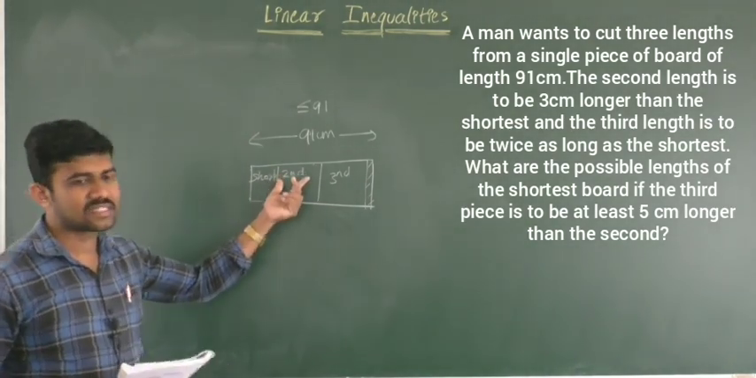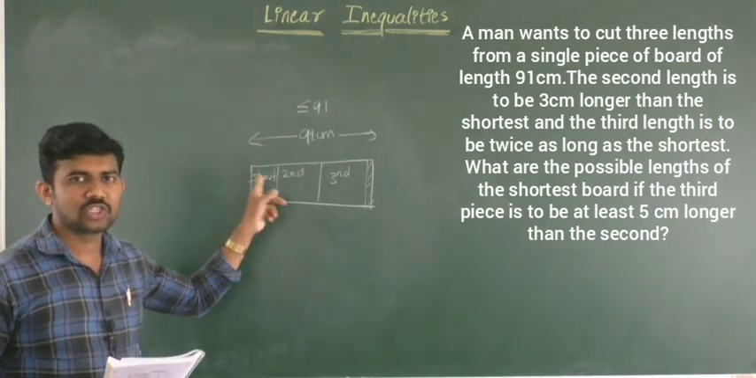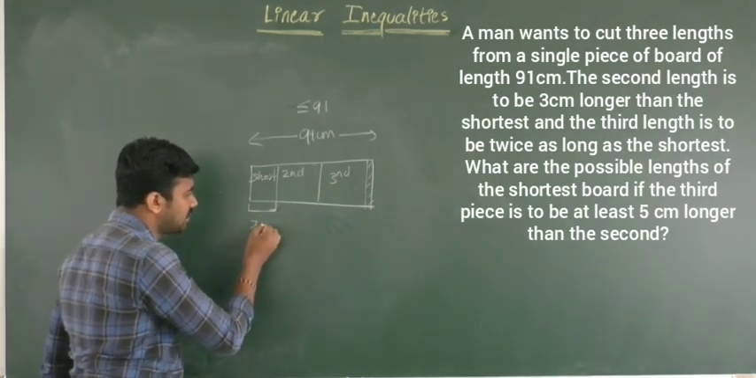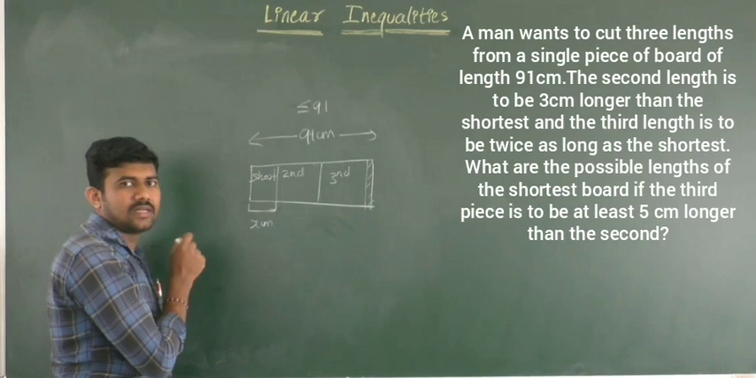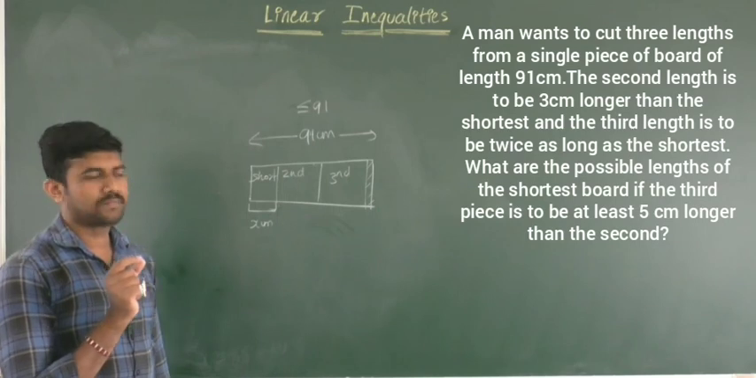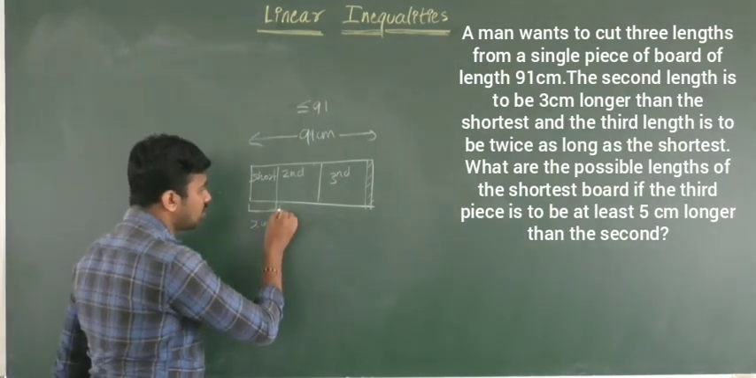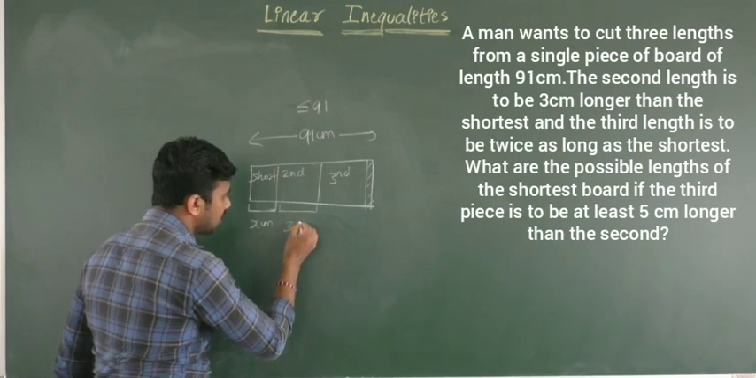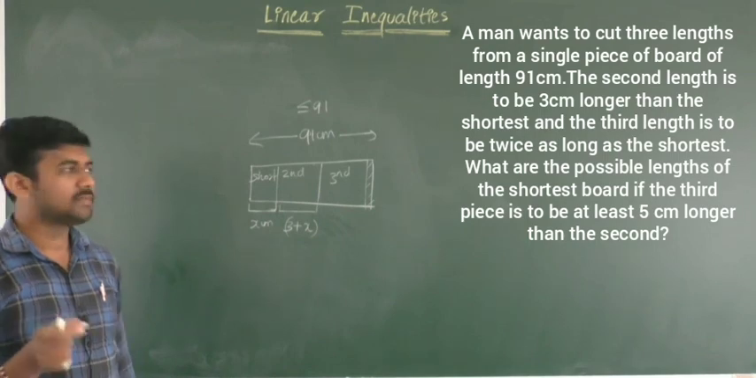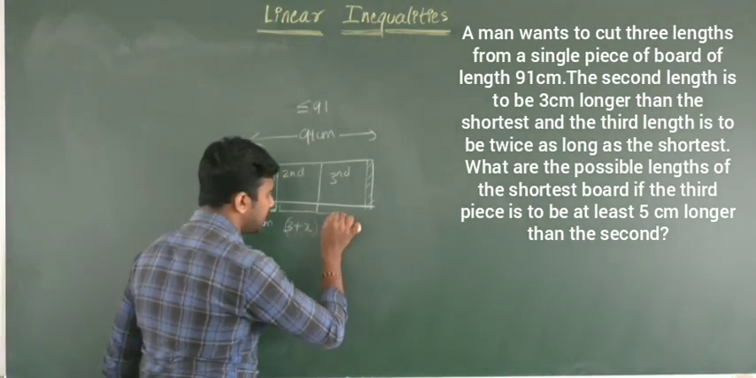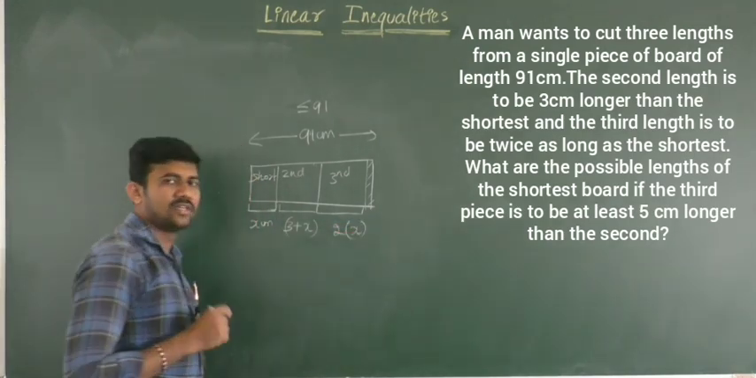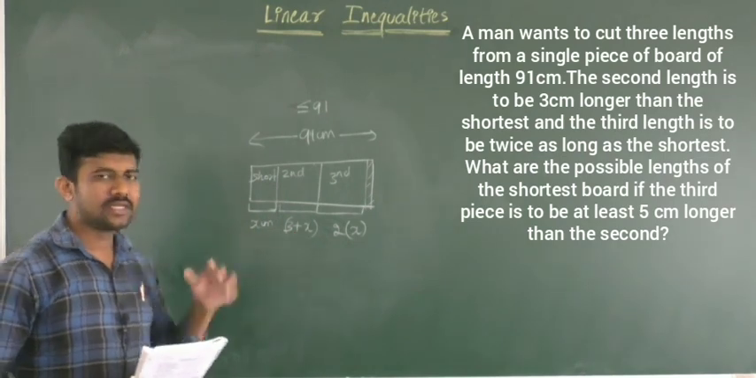The second length is 3 centimeter longer than the shortest. Here we don't know what is the length of the shortest side. I'll consider this one as x centimeter, the length of the shortest piece. Then the length of the second piece is 3 centimeter longer than the shortest piece, 3 plus x. Similarly, the length of the third piece is twice as long as the shortest piece, 2 times x. Okay, this is a given condition.